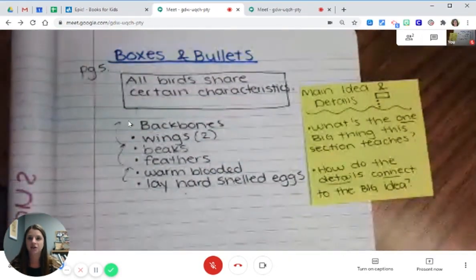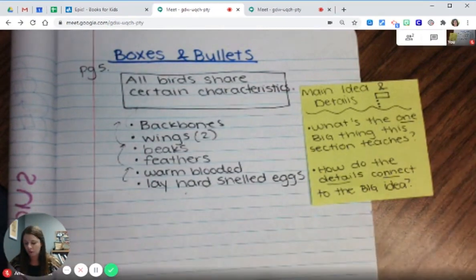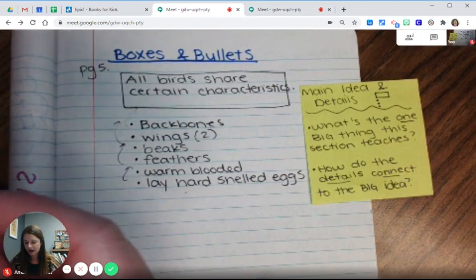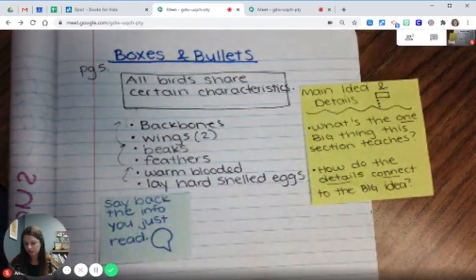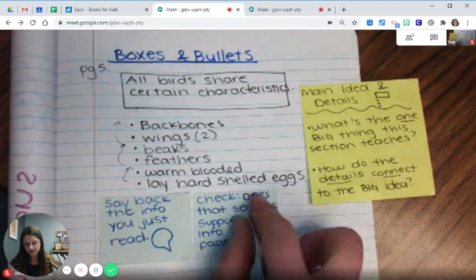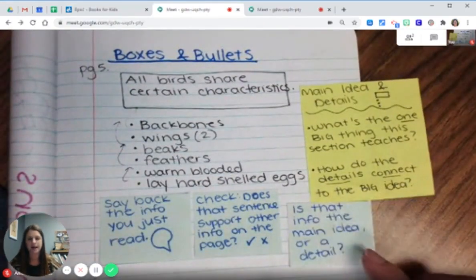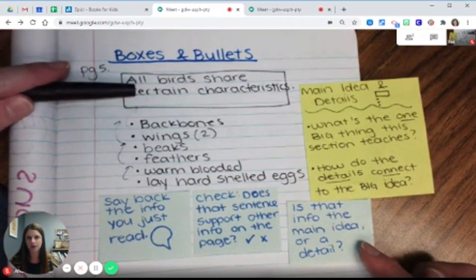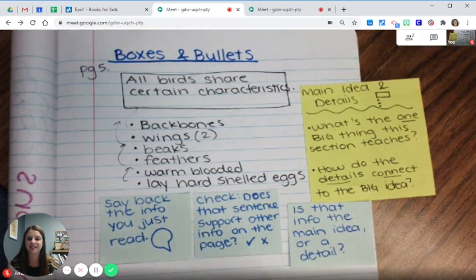So readers, as you go off today to do your reading, I invite you to try this strategy of boxes and bullets, thinking about what's the big thing that that section teaches and how do those ideas connect back. Saying back the info you read is helpful. Checking, does that sentence support the information on the page? And then thinking, is that a main idea, the big idea they want us to learn, or are those details that support it? And as you go off to your nonfiction reading today, as you try that strategy, that's going to help you understand what you're reading even better.